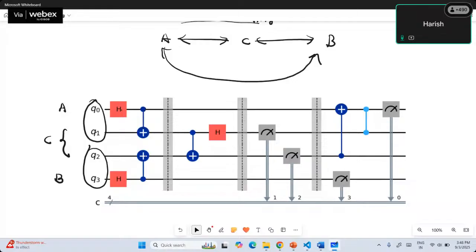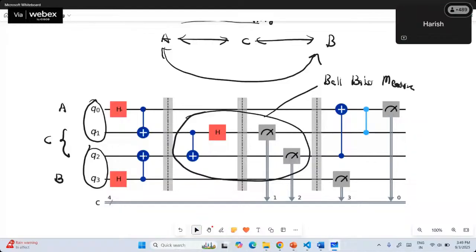Perfect. So we created two entangled pairs, Q0 Q1 and Q2 Q3. And C is the intermediate party, Charlie, who has Q1 and Q2, which are parts of entangled pairs 1 and 2 with A and B. So what we are doing is what we call, if you remember, Bell basis measurement. Charlie is performing Bell basis measurement on her qubits Q1 and Q2.